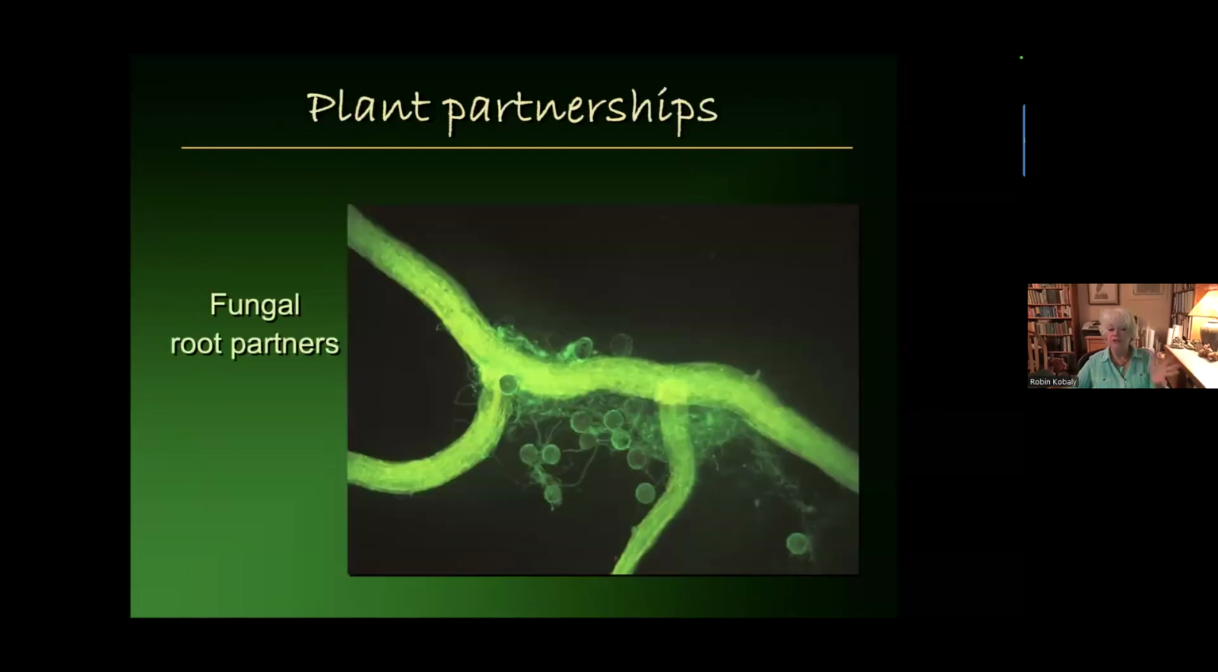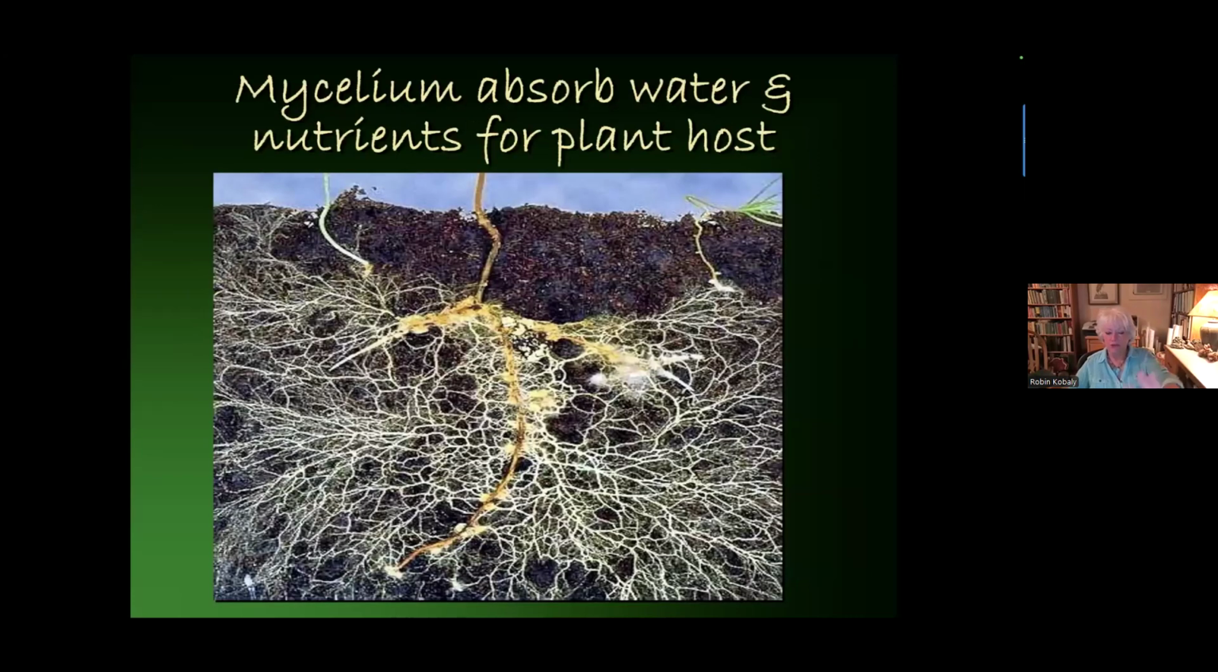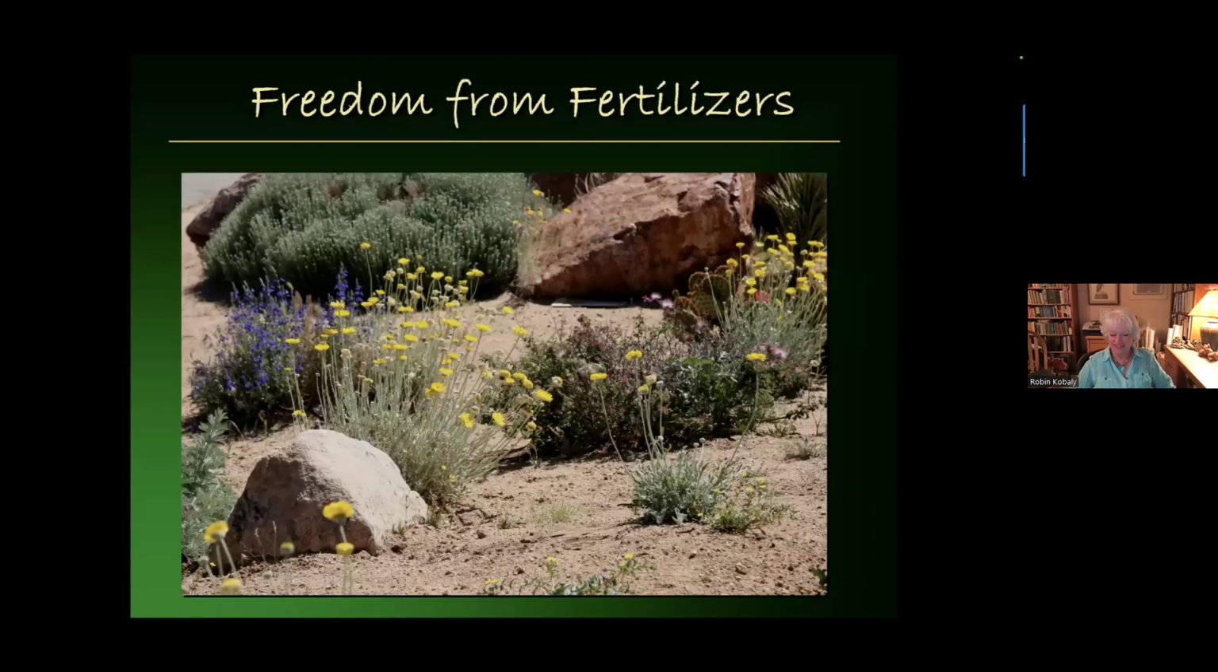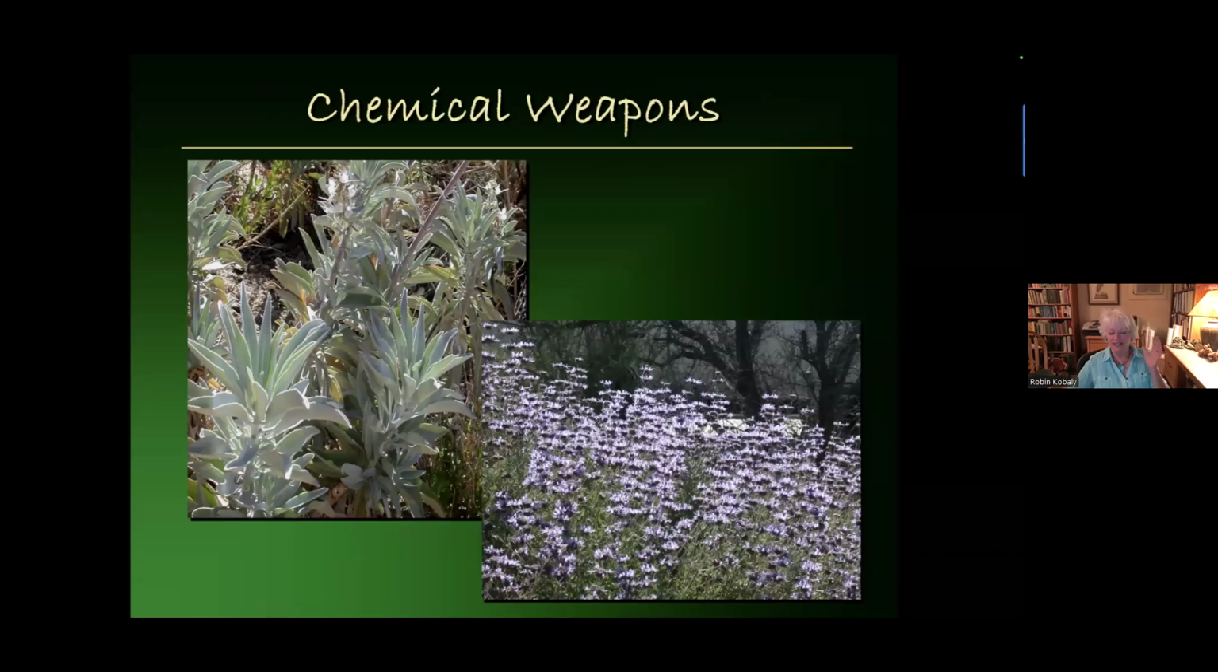They have fungal root partners that are helping to bring in nutrients through a fungal network of threads. This is a pine tree, the yellow is the root, and all the rest of the white is the mycelium from fungal root partners, and they are all connecting to our native plants to bring in more nutrients and water, and to add immune boosting compounds. You have a freedom from fertilizers because you have these mycorrhizal root partners bringing in the fertilizers, so you don't need to add any fertilizer.